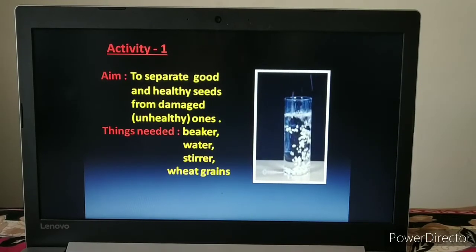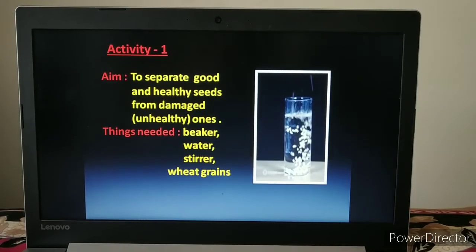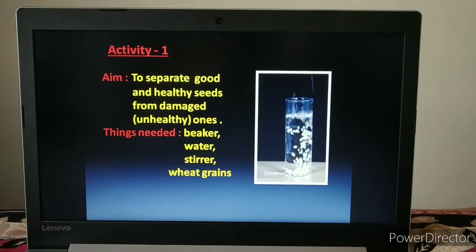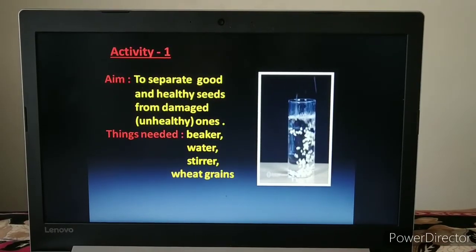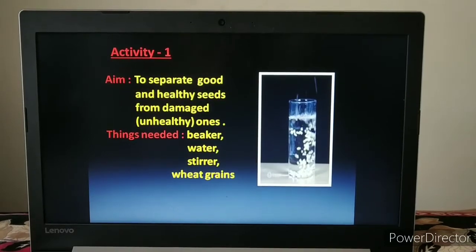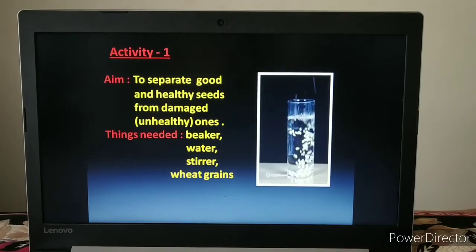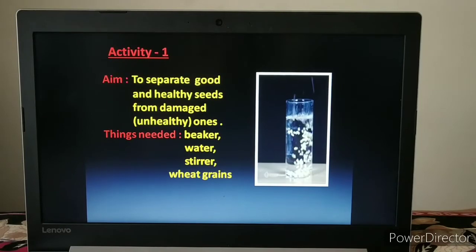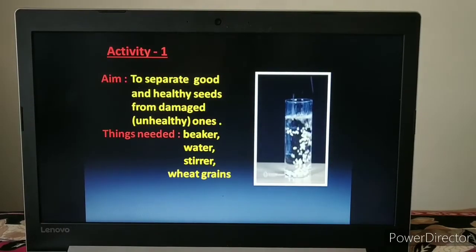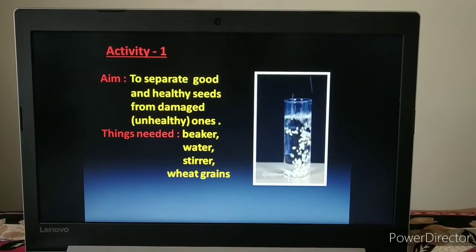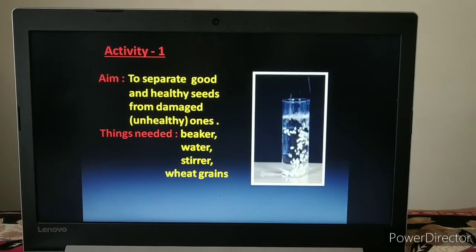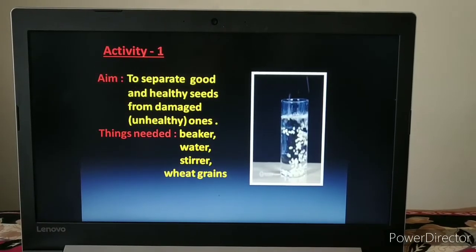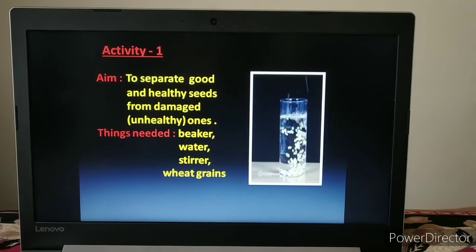In this experiment, what you have to do? First, take that beaker, take that transparent glass, fill that glass with water, add that wheat grains or green gram grains into that water, stir that mixture with the stirrer, and then wait for some time. Then after 5 minutes, observe what will happen.